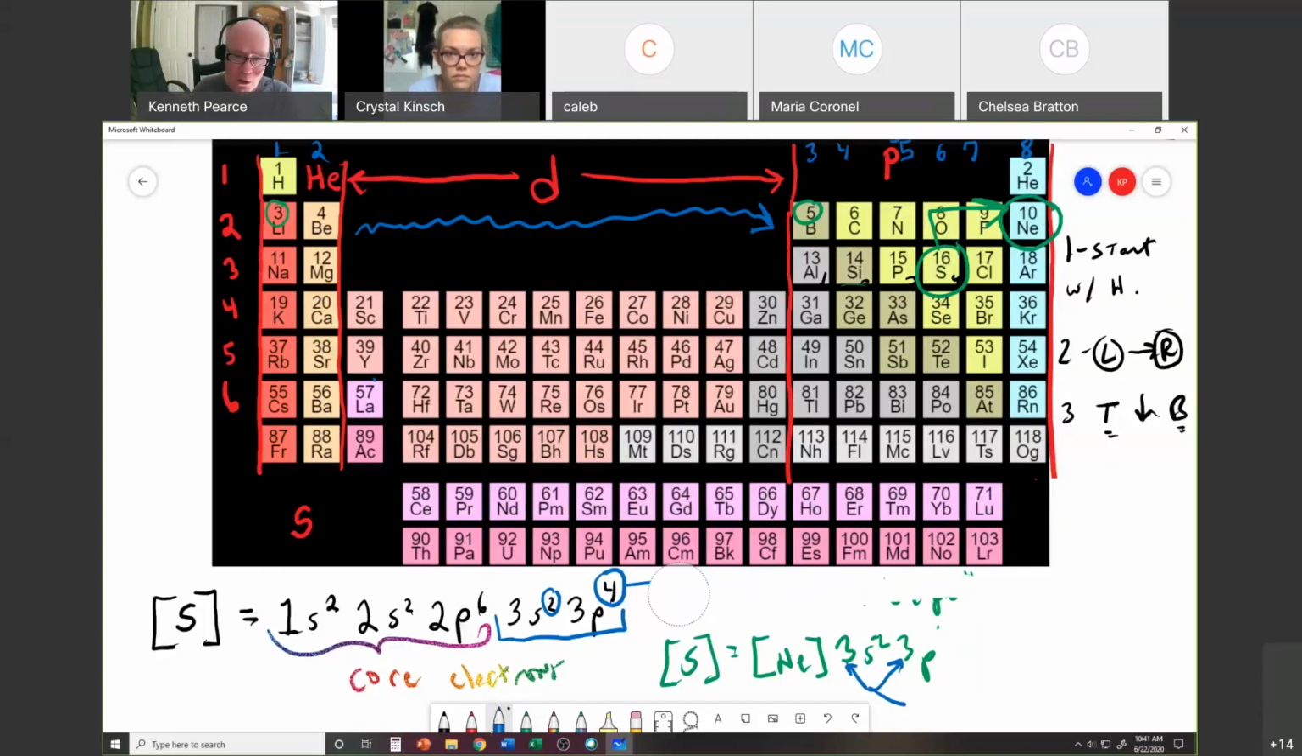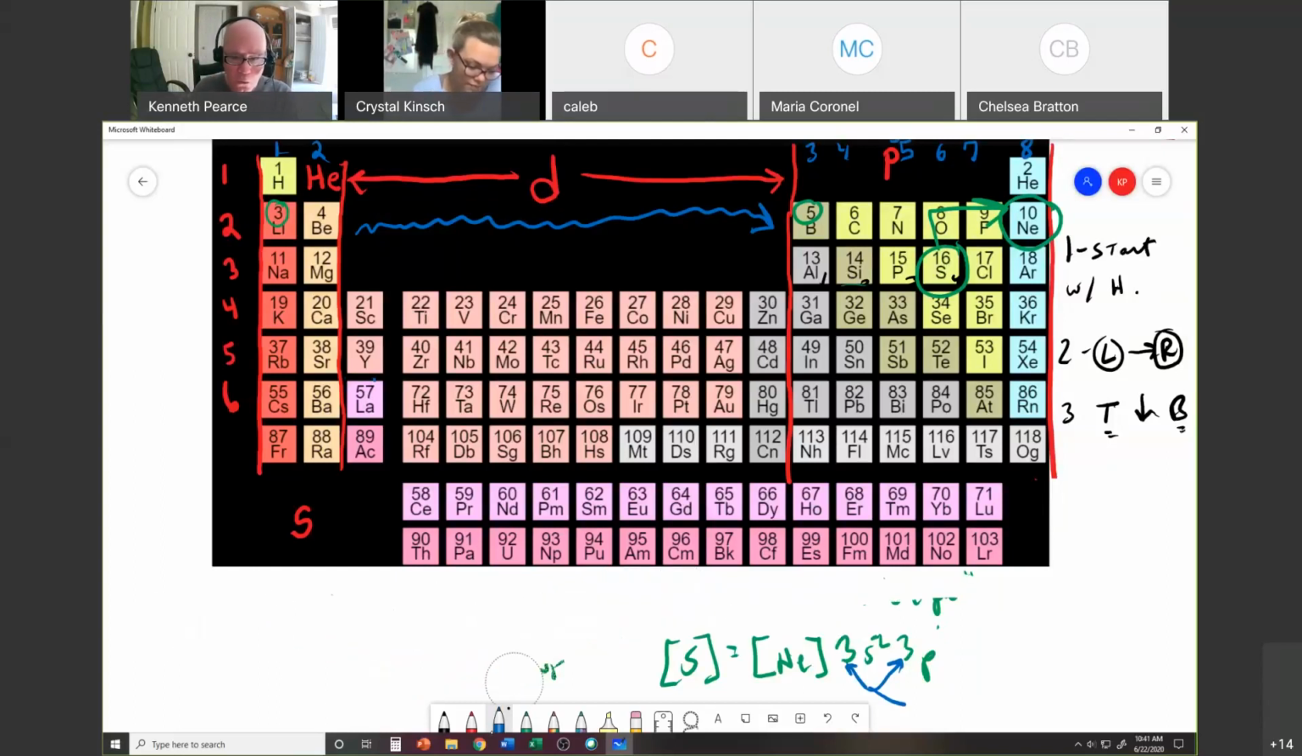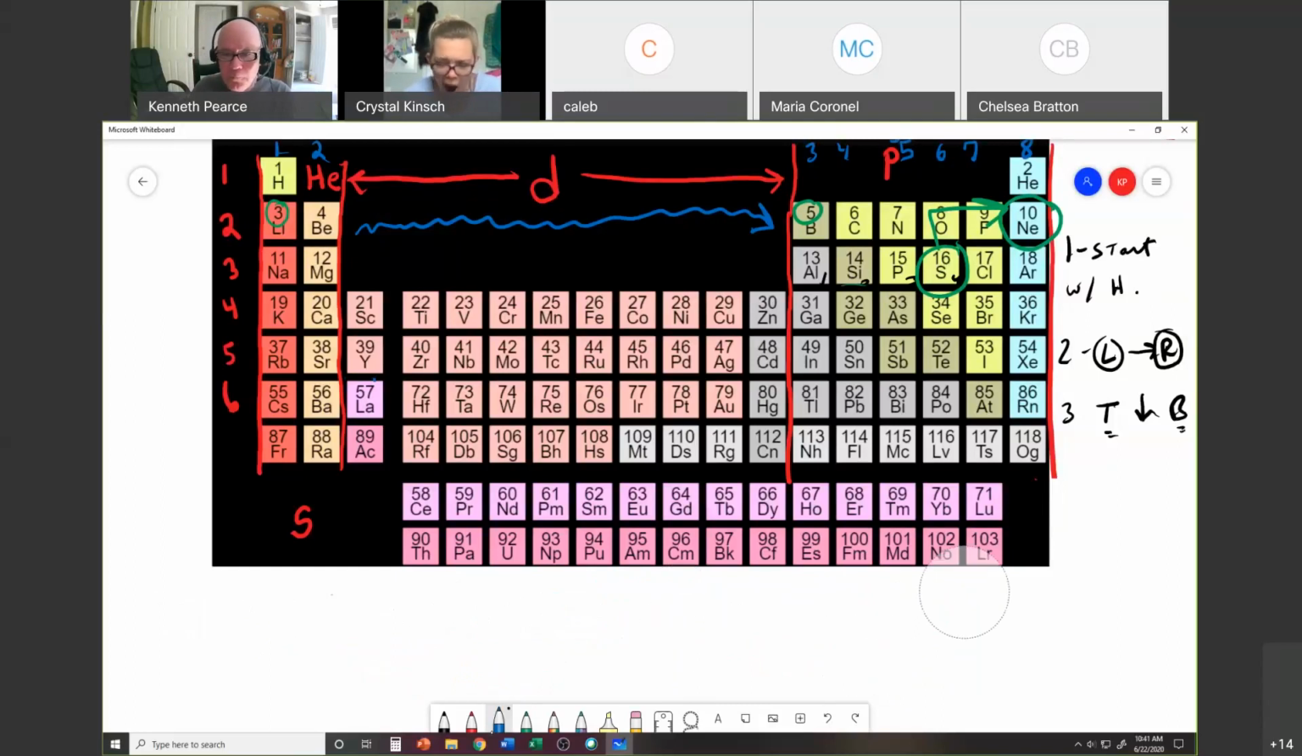All right, let's do D elements. We're almost done here. Now D elements, on the other hand, are these guys, which I have marked with D, right above the blue wavy line. Those are your D elements. Let's take a look at iron. If we were to write out iron: 1s2, 2s2, 2p6, 3s2, 3p6, 4s2, 3d6, we would write out all that.